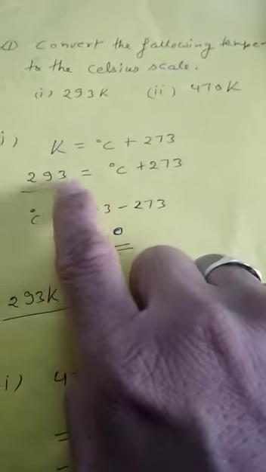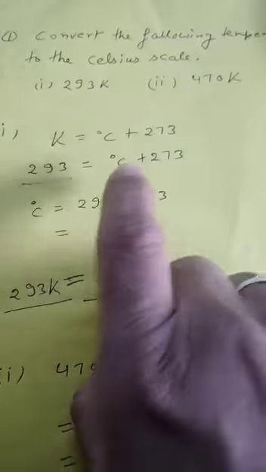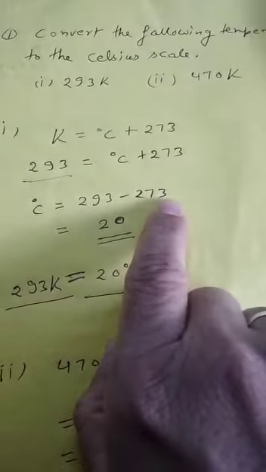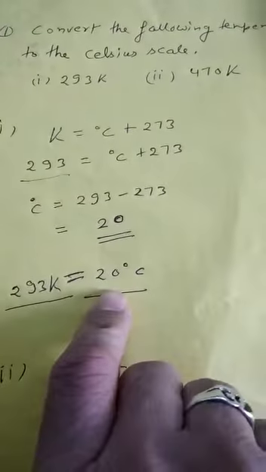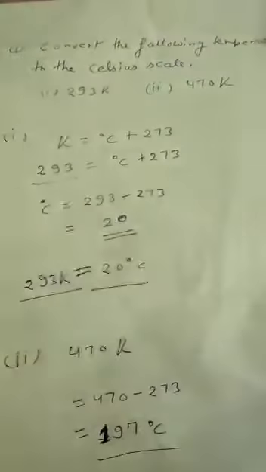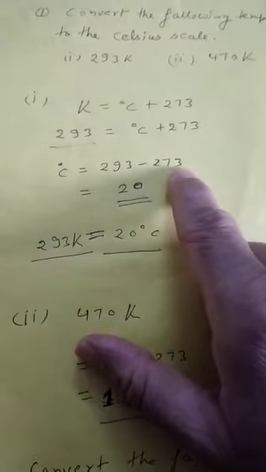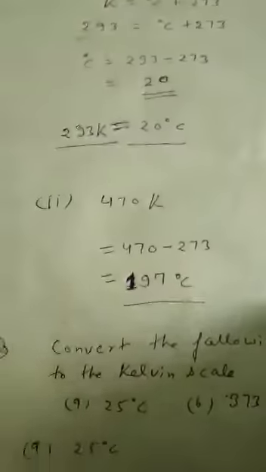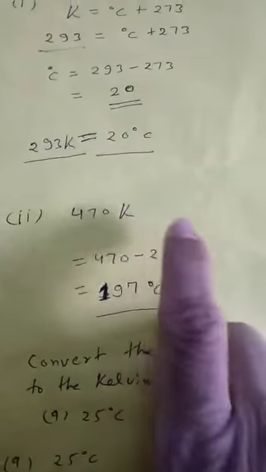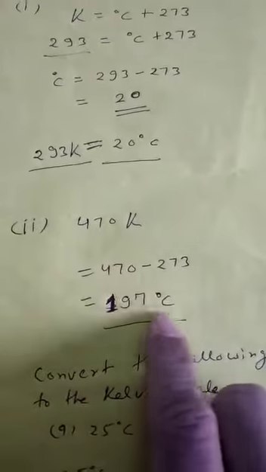293 is equal to degree Celsius value plus 273. So the degree Celsius value will be 293 minus 273, that is 20 degrees Celsius. So you can understand that if you want to convert Kelvin into degree Celsius, we have to subtract 273. In a similar way, if we have 470 Kelvin, that will be equal to 470 minus 273, that is 197 degrees Celsius.